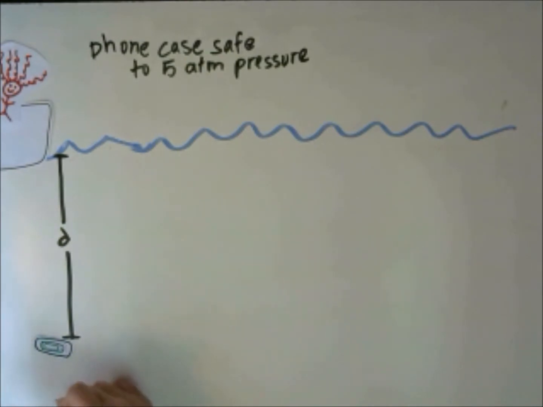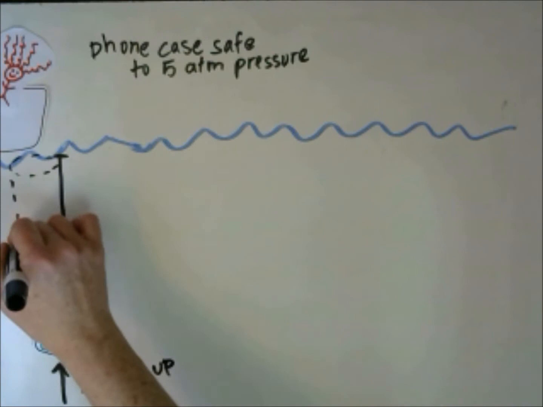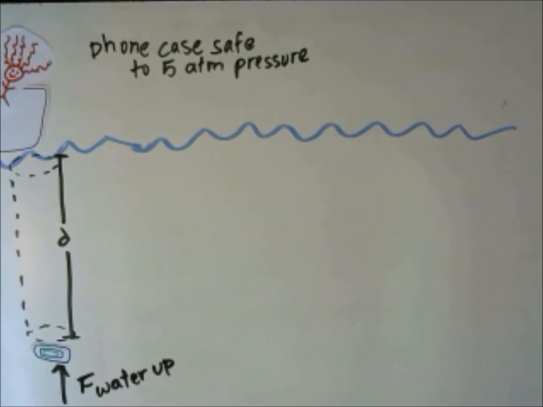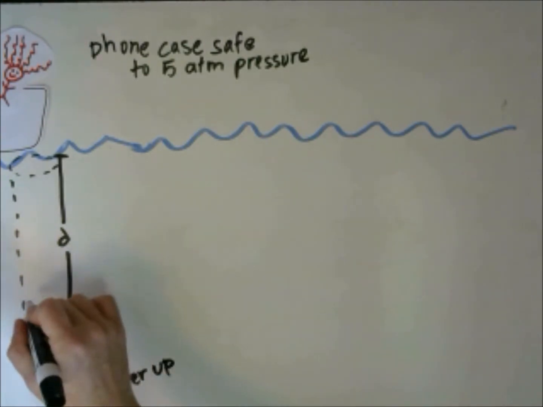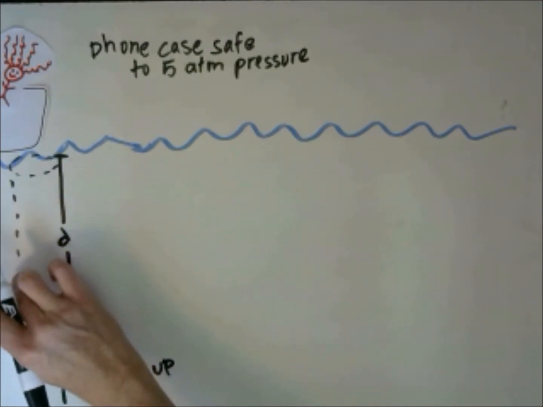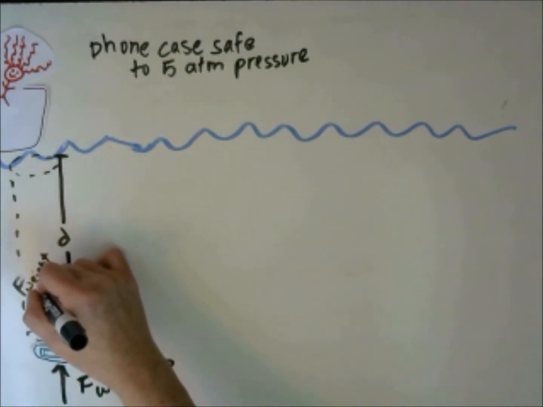first, it has water from the bottom pushing it upwards, and we'll call that force of water up. We also have the force of the column of water that's above the phone pushing down. So you can imagine this column of water, the weight of that water is pushing down on the phone. So we're going to call that force of the weight of water.